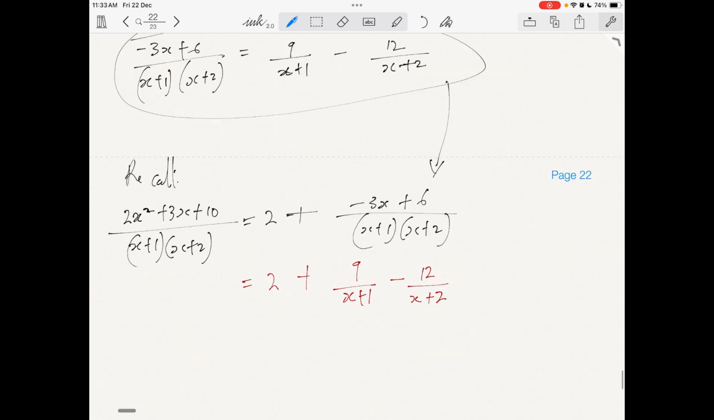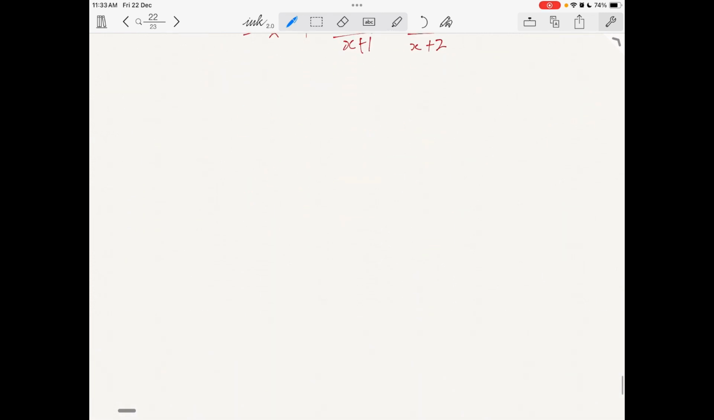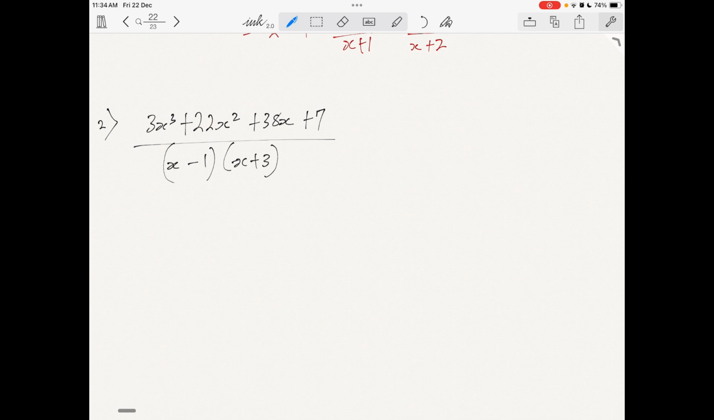The question, number 2, says: resolve 3x raised to power 3 plus 22x squared plus 38x plus 7 divided by x minus 1 and x plus 3. Now we can see that the highest power of the numerator is x raised to power 3, and the combined power of the denominator is x squared. When this multiplies this, we'll have x squared.